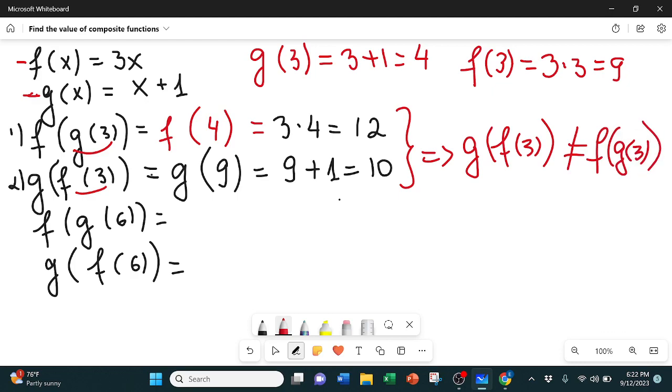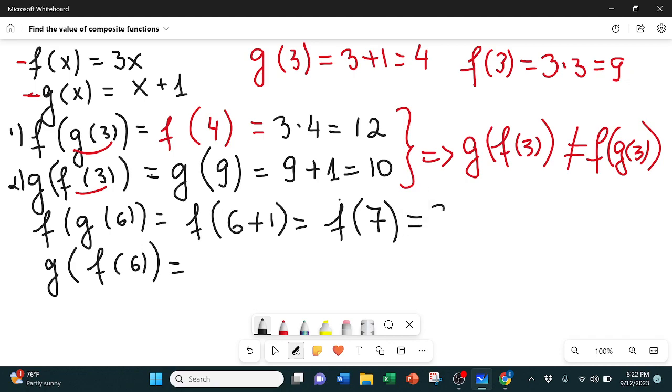Let's take a look at the next example, which is f of g of 6 and g of f of 6. So it's going to be f of g of 6, and g of 6 is 6 plus 1. So I'm using the function g of x. And now I'm going to find the value of the function f for x equals 7. So it's going to be 3 times 7 equal 21.